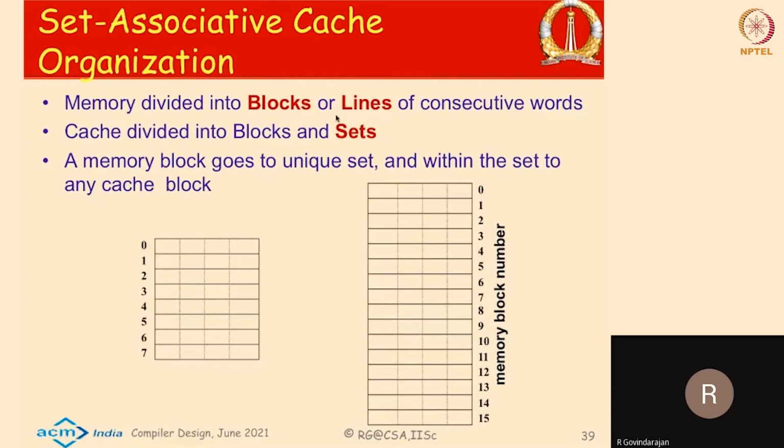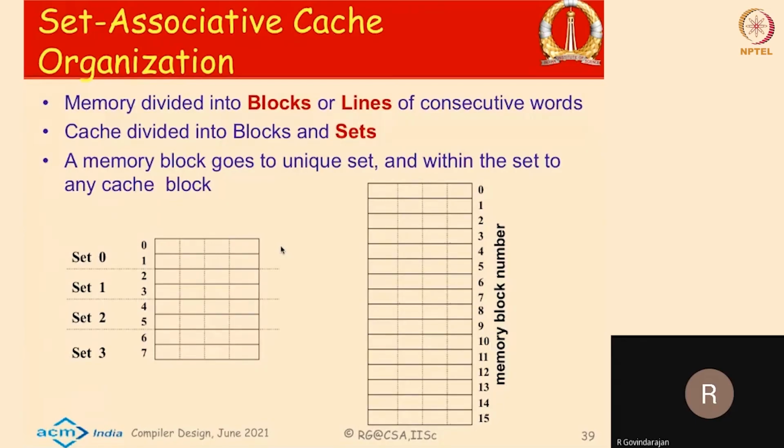So for example here, each block consists of 4 elements or 4 words, let us say, that is 32 bytes. And the memory is divided into a number of blocks. Similarly, the cache is also divided into a number of blocks. Further, the cache is divided into a number of sets, each set consisting of multiple blocks. And now in the case of a set associative organization, each one of the memory blocks can go to a fixed set, but within that set, if there are multiple blocks, it can go to any one of the blocks. That's what is called the set associative organization.